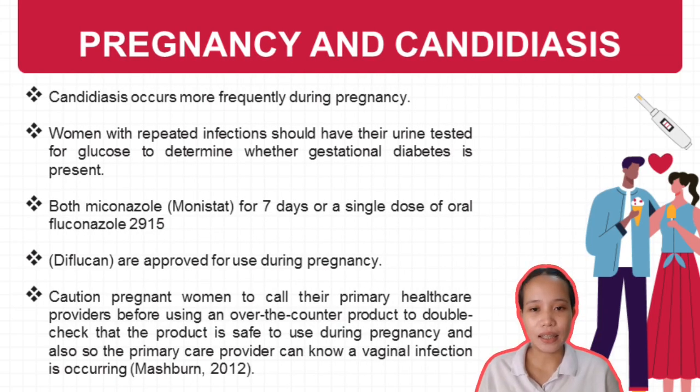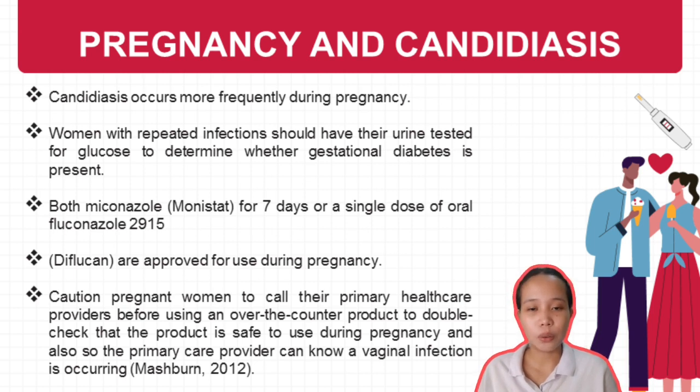Pregnancy and candidiasis. Candidiasis occurs more frequently during pregnancy than usual because the increased estrogen level present during pregnancy causes the vaginal pH to be less acidic and even more favorable for yeast growth. Women with repeated infections should have their urine tested for glucose to determine whether gestational diabetes is present. Both miconazole for 7 days and a single dose of oral fluconazole (Diflucan) are approved for use during pregnancy.